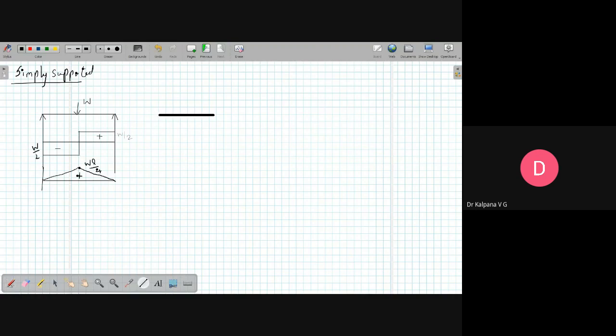with eccentric load. Here is support A and support B, and if this is eccentric load at a distance A and B, the shear force diagram is again two rectangles, and the values are W B by L, sorry, here it is W A by L. Support reaction RA will be W into B by L, RB is W A by L.